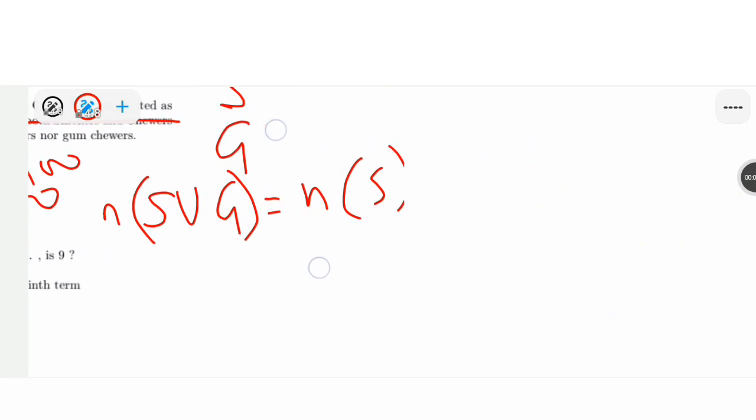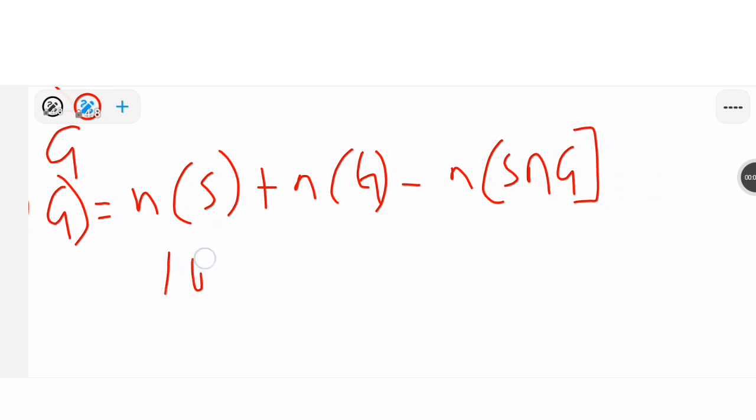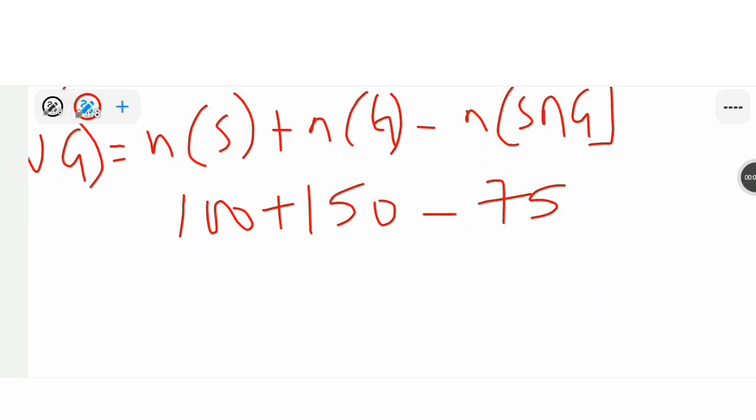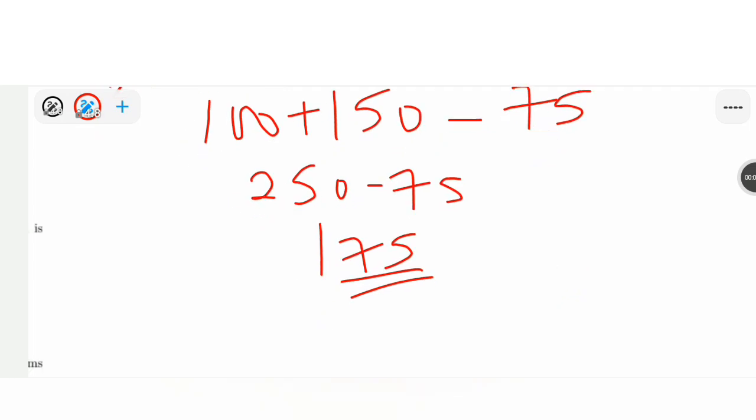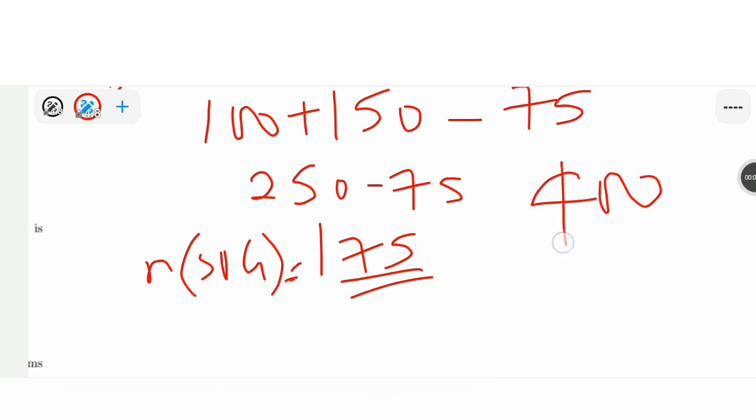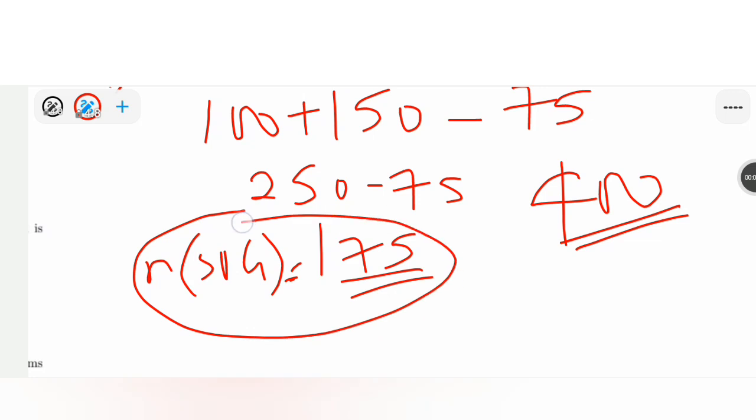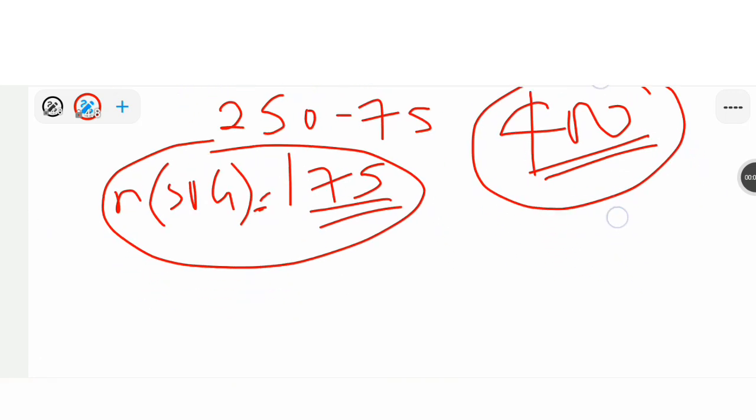So from this formula, you put 100 here, plus 150 here, minus 75 here. If you add this, you get 250 minus 75. If you subtract this, you get 175. That means all the people that are involved in that activity, that's S union G, all of them are just 175. But everybody in the school is 400. So that means some people are not involved. These are people that are involved, 175. These are everybody in the school. So the question is, you find people that are not involved, so just subtract.